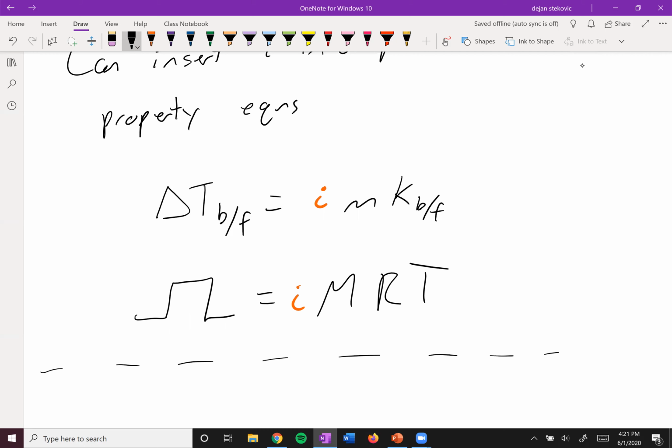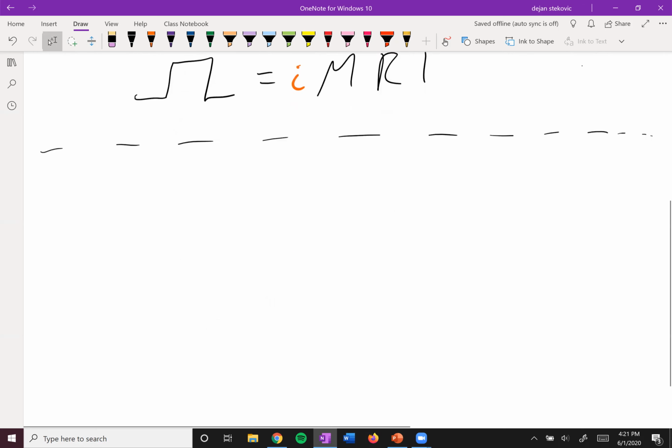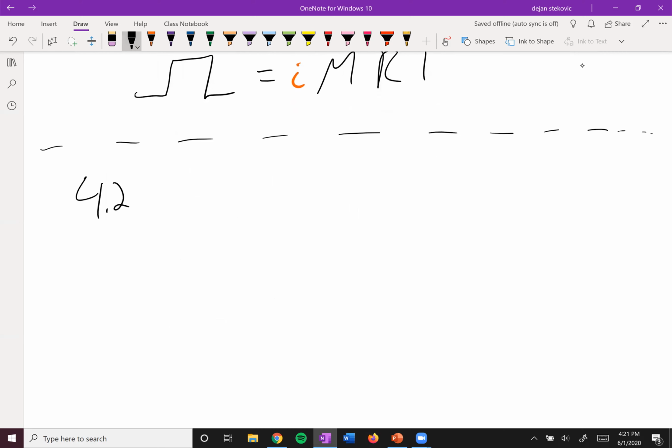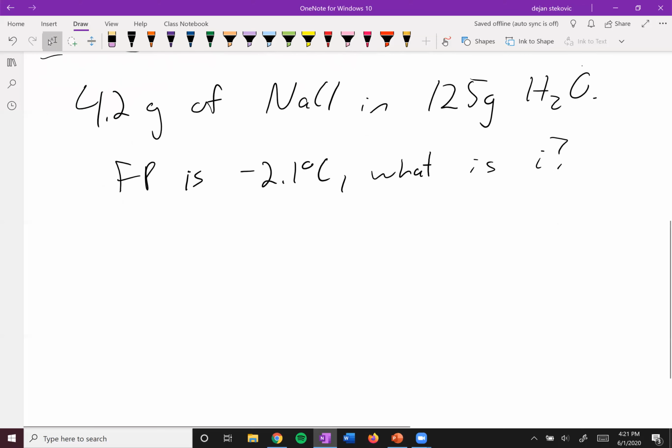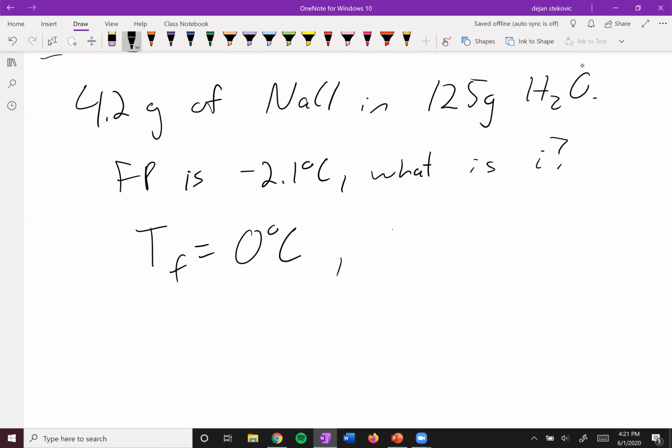So let's go ahead and take a look at an example really quick. And so we'll say 4.2 grams of sodium chloride in 125 grams of water. Well, I'll tell you the freezing point is negative 2.1 degrees Celsius. And I want to know, what is i? What is the Van't Hoff factor of sodium chloride in this situation? So the first thing we have to recognize is that the normal freezing point of water is 0 degrees Celsius. And then in some kind of table or something, we got to look up K_f, right? This constant. It's 1.86 degrees Celsius per molal.